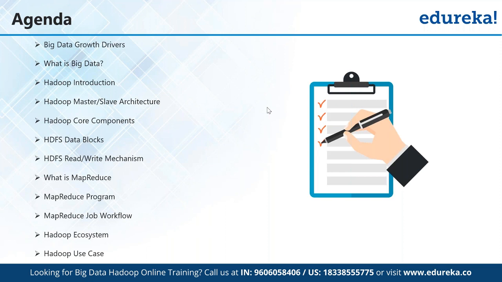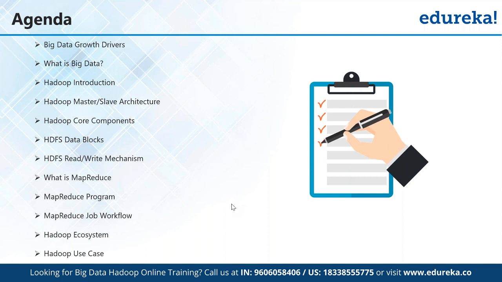So HDFS data blocks, this is where data gets stored. HDFS read or write mechanism: how do you store data and read data from HDFS? What is MapReduce? Once you have stored data, you have to process it to make some sense of it. So how do you process big data? That's where the fundamental processing logic, MapReduce, comes in.